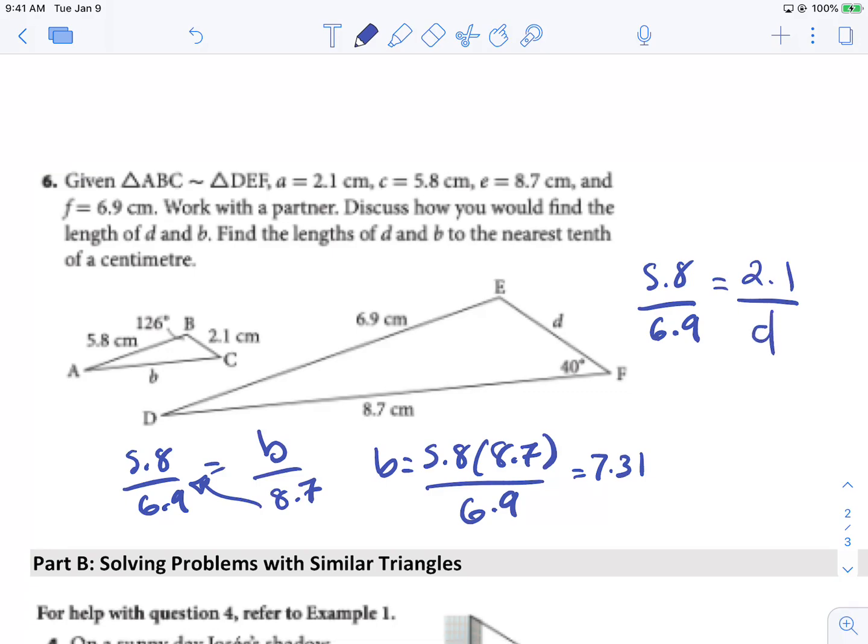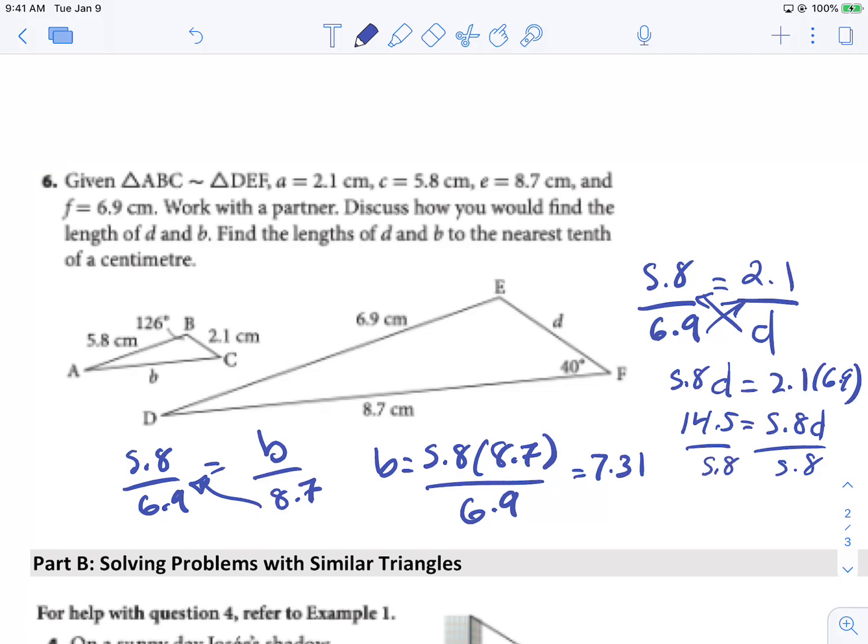And when we do that, 5.8 times D equals 2.1 times 6.9 with that cross multiplication. So 2.1 times 6.9, it's about 14.5 equals 5.8 times D. So let's break that D up. Divide by 5.8 and we get about, you're pretty close to 2.5.